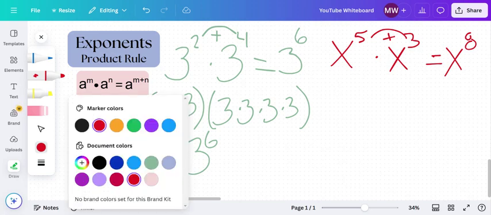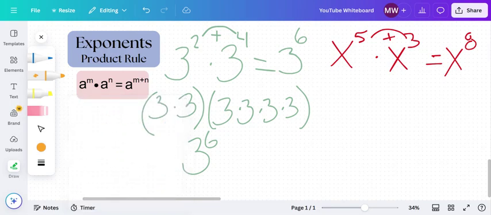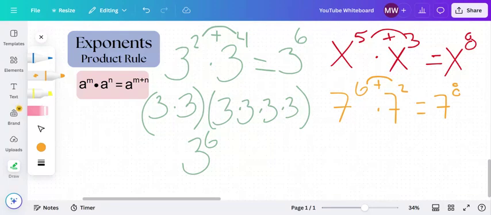All right, let's try another example. 7 to the sixth times 7 to the second, or sometimes I could say 7 squared if I felt like it. So I'm going to take my two exponents, which are 6 and 2, and I'm going to add those together. 6 plus 2 is 8, and it's 7 to the eighth. Notice how I did not multiply 7 times 7. That's not what it wants me to do. I'm just adding those exponents together, so I get 7 to the eighth.